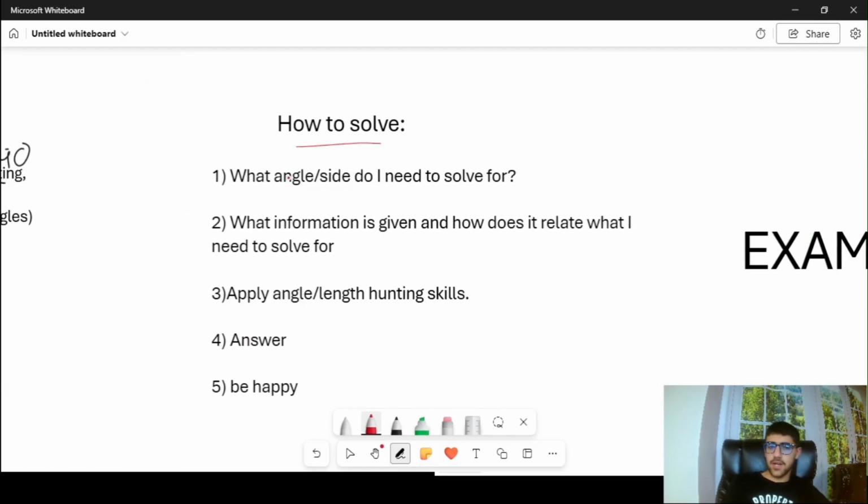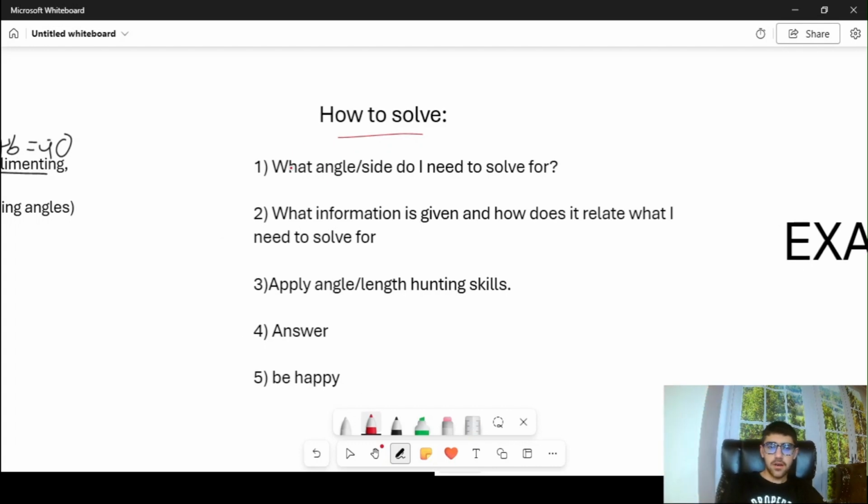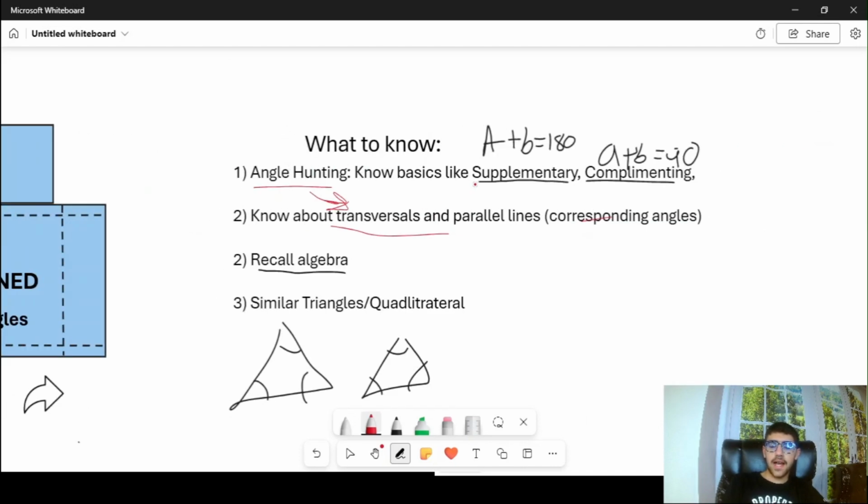First thing, just look at the diagram, look at the question. What angle or what side? Because it's not always going to be angle hunting. Sometimes they want you to solve for a side. So what angle or side do I need to solve for? That's the most important thing. And then what information is given. Basically, know how to interpret the diagram, look at the information, and know which information relates to this. So, which ones can I use?